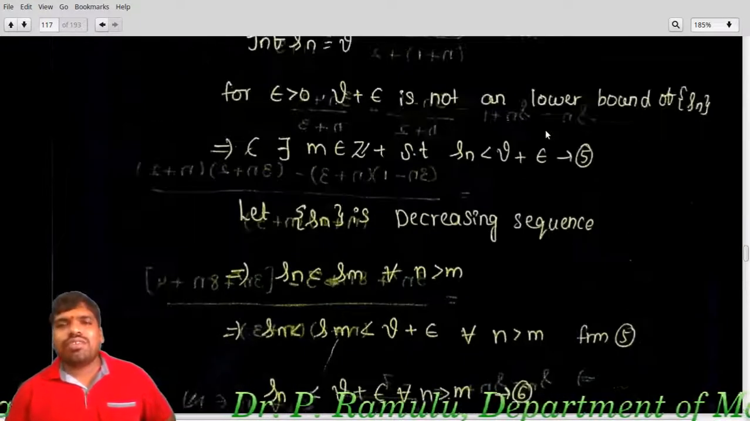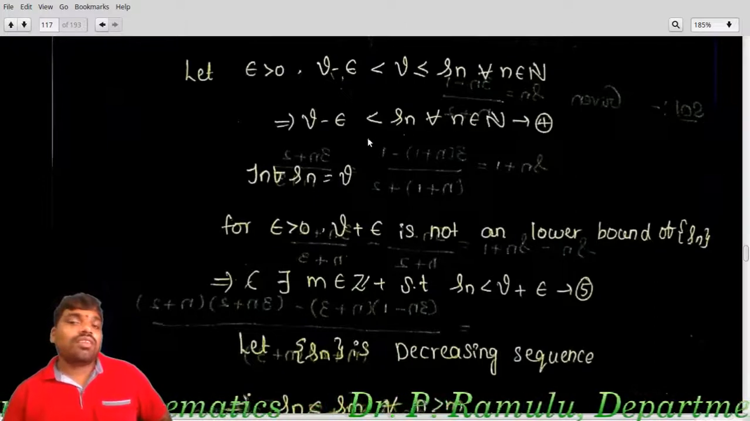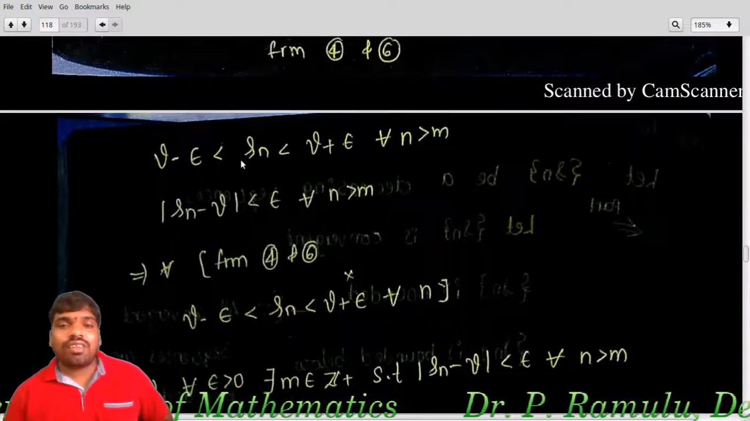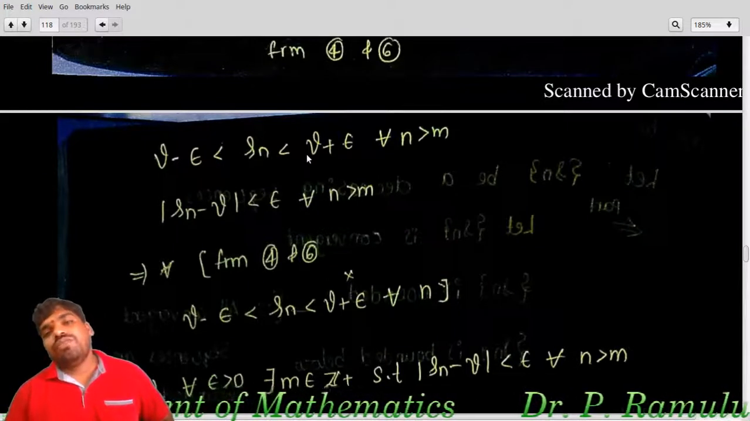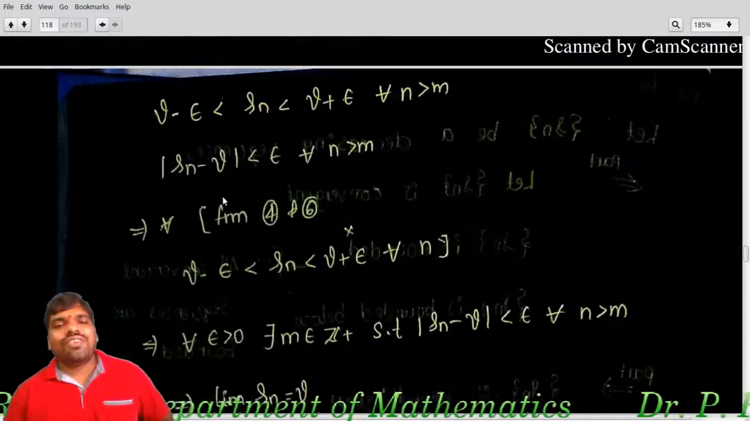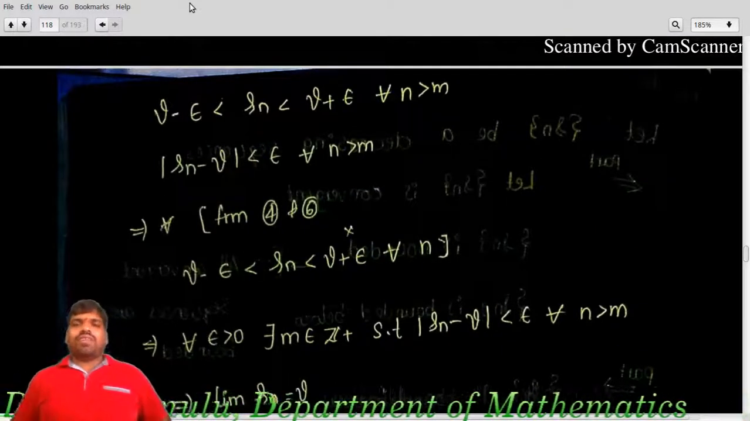From 4 and 6, where 4 is defined as v minus epsilon is less than Sn, we get v minus epsilon is less than Sn, and from 5 and 6, Sn is less than v plus epsilon for n greater than m. Which is nothing but Sn minus v is less than epsilon for n greater than m.